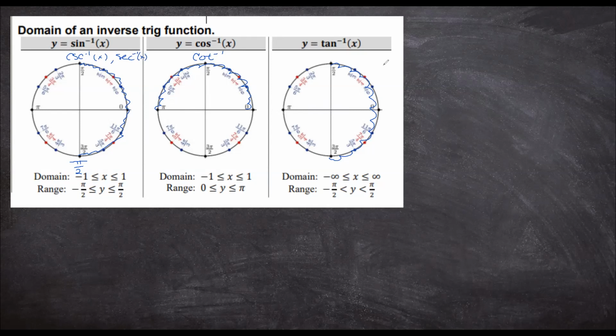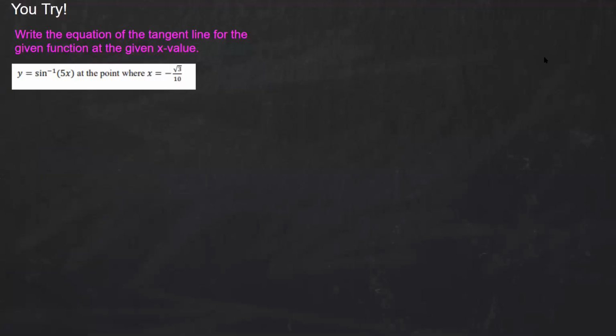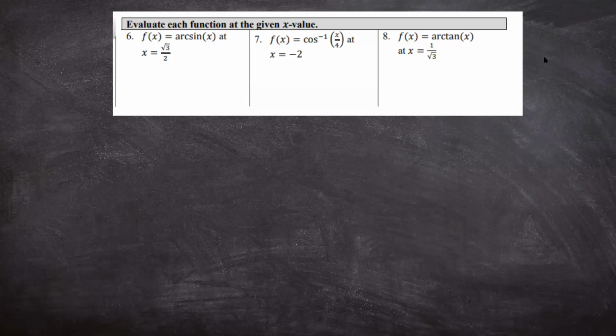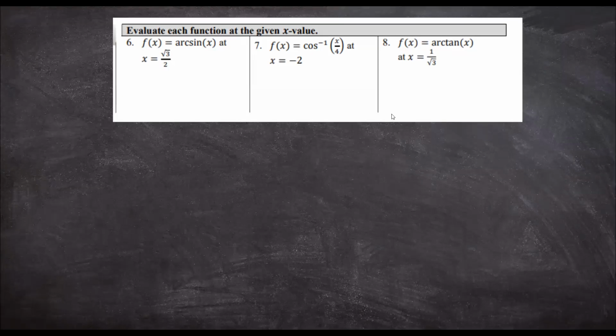All right, so let's just evaluate, and then I think I just have a problem for you, and we'll be good to go. So let's say we have f of x equals arc sine of x, and we want to evaluate that at x equals root 3 over 2. We want to know what the inverse sine of root 3 over 2 is.